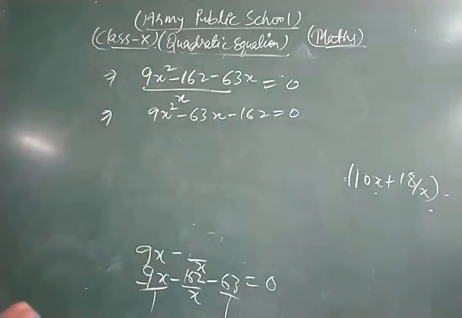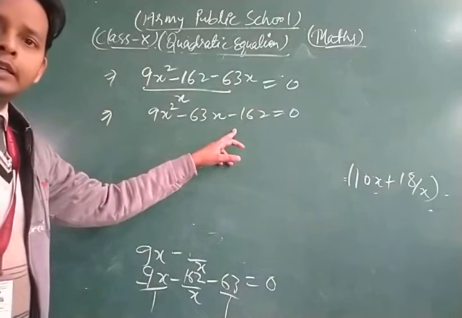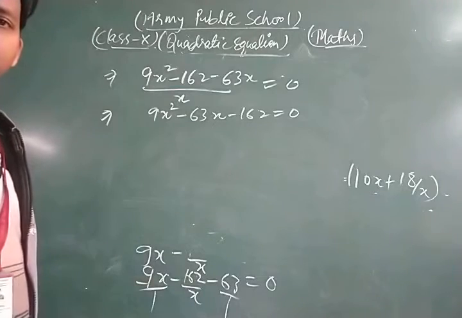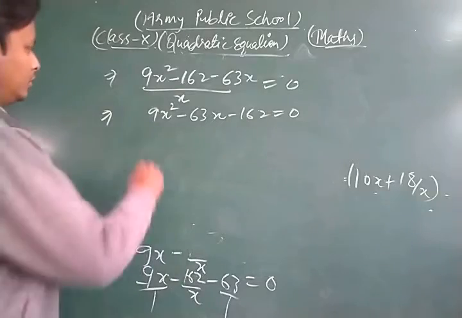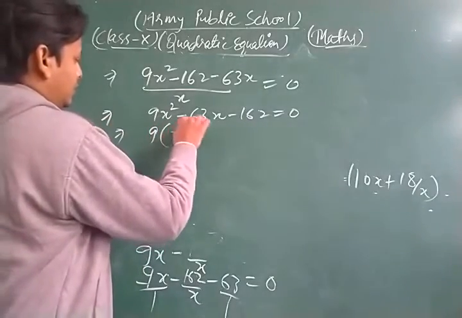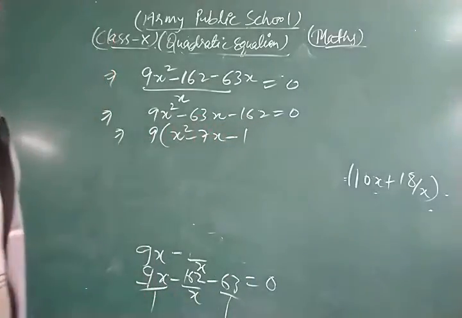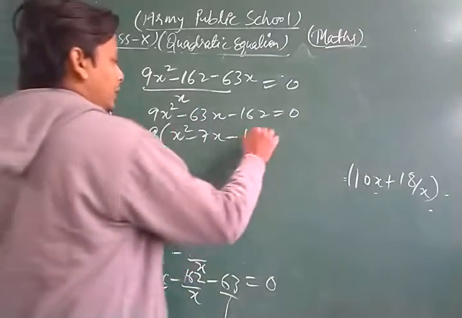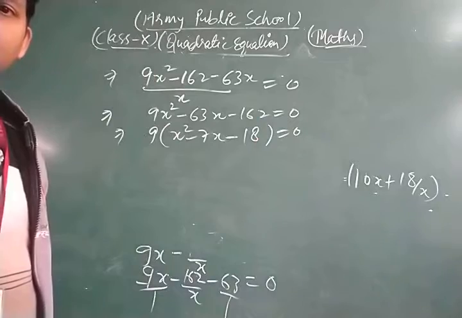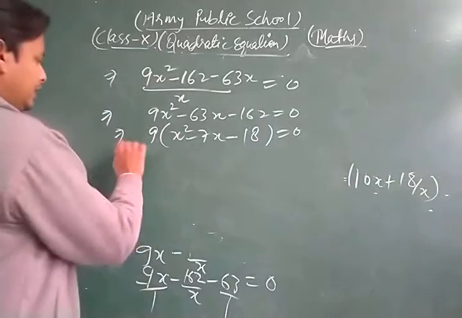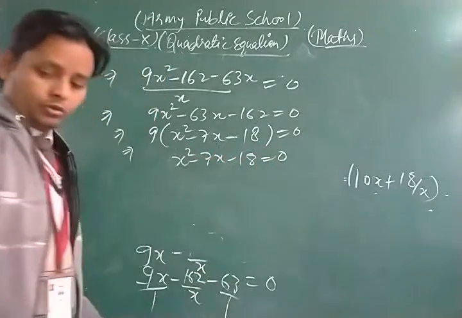Now we take 9 as common. So this is x square minus 7x minus 18 is equal to 0.